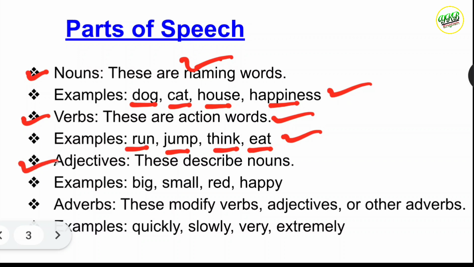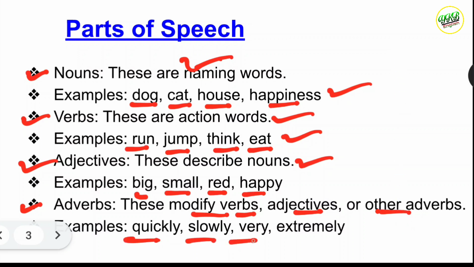Next, adjectives. Adjectives describe nouns, for example big, small, red, happy. Next topic is adverb. Adverbs modify verbs, adjectives, or other adverbs, like quickly, slowly, very, extremely.